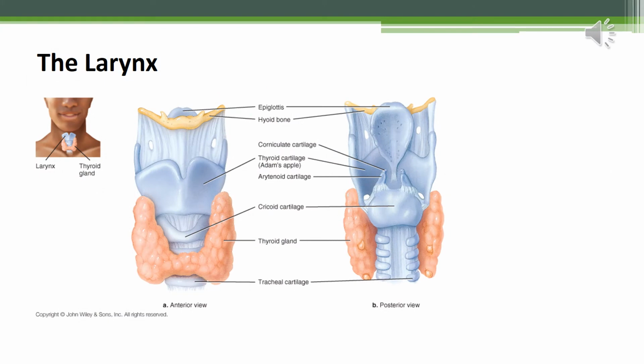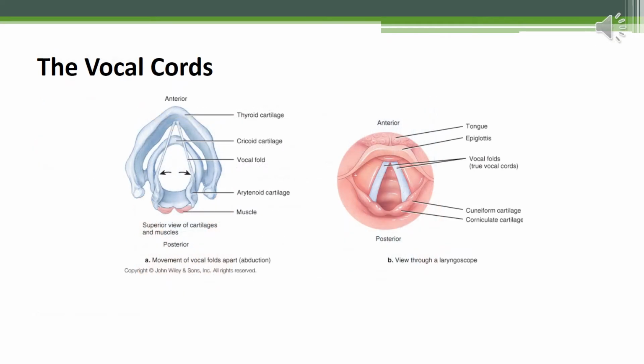So here you can see all of the cartilaginous parts of the larynx, and in this diagram we have both an anterior and posterior view, so feel free to look at this. Here's the other part of that diagram, which shows where the vocal cords are and what position they take when they've moved apart. And over here on part B, you can see what the view of the vocal cords looks like through a laryngoscope.